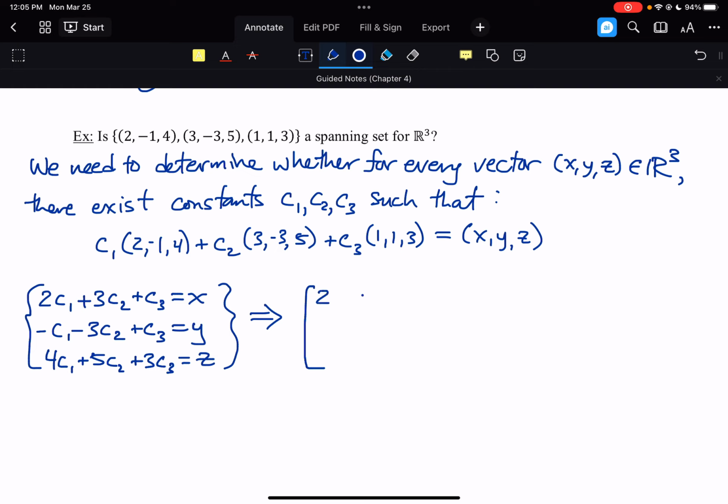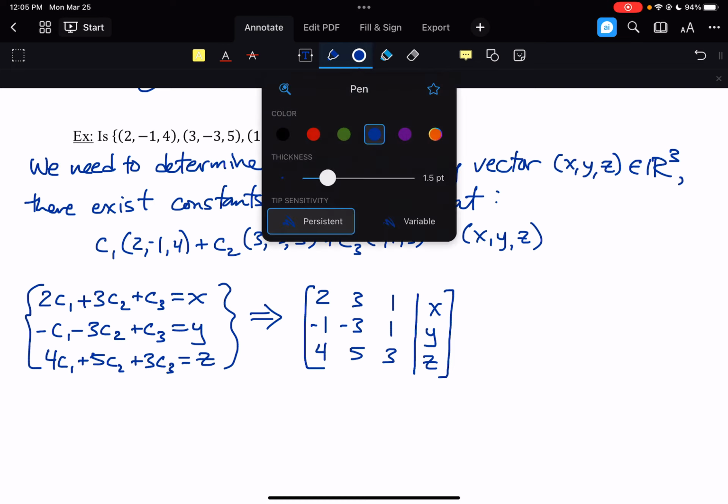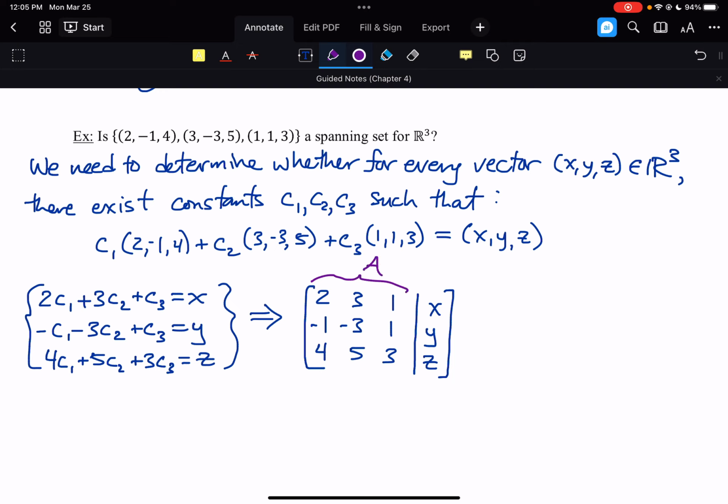So we're going to have 2, 3, 1, and x. We're going to have negative 1, negative 3, 1 with y, and 4, 5, 3 with z. You can see here we've got our matrix of coefficients A, augmented with that solution set V. Each one of these columns corresponds to one of the constants, C1, C2, and C3. Another way of writing this, notationally or symbolically, would be A times C equals V.